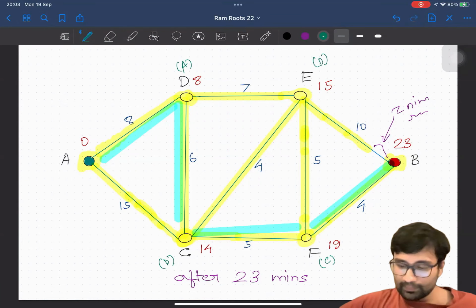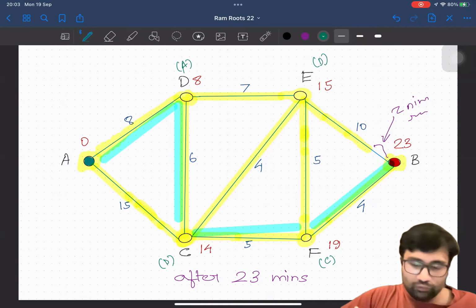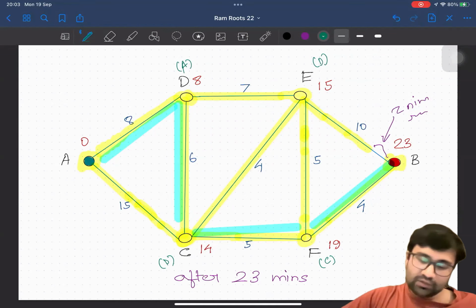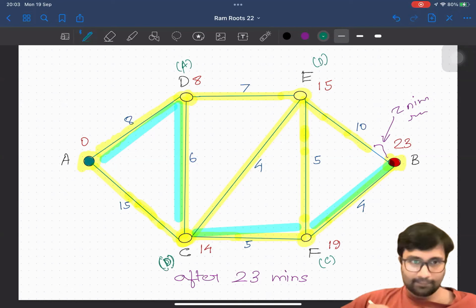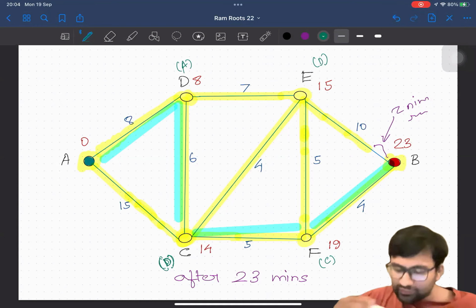Correct? Yes, sir. So A is on fire, and then the fire spreads from A to D at 8 minutes, right? And this is the fastest way for the fire to go from A to D. So D remembers that fire came from A, right? Then another 6 minutes passes, and the fire spreads from D to C, and C remembers that the fire has come from D and not A, right? Right, because the fire from A to C would still take 15 minutes, but at 14 minutes itself, C is on fire.